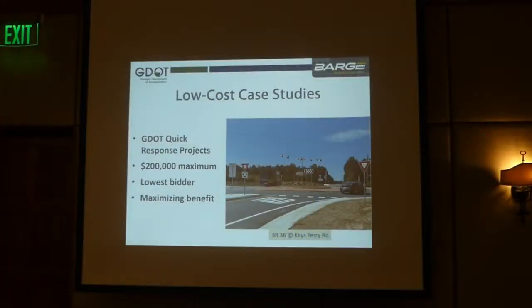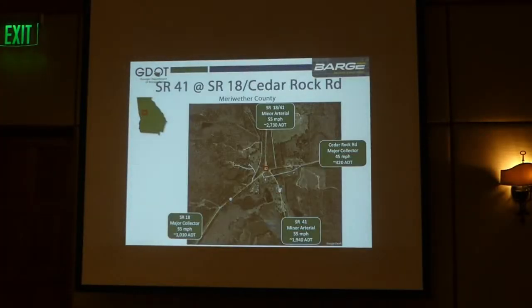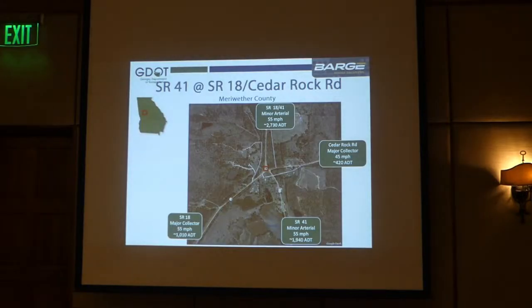Georgia learned a lot of lessons as they went through these. I'll buzz through them and give you an idea of some of the key features that we learned from. So this first one is State Route 41. State Route 18, or Cedar Arc Road, is a fourth leg on it. The upper leg is 18 and 41, and then it splits when you go through the intersection.